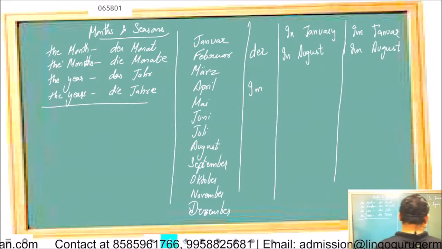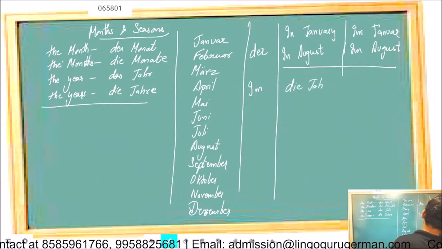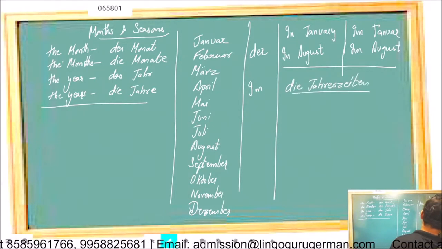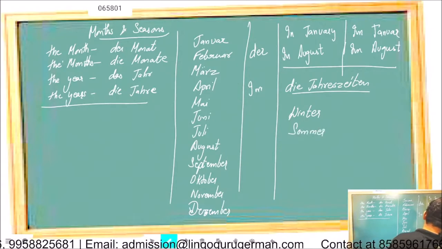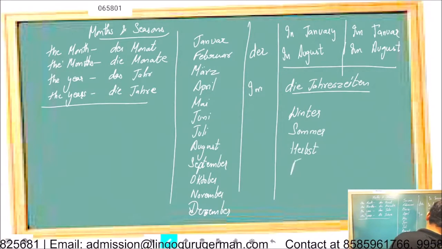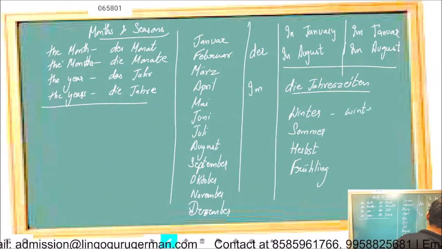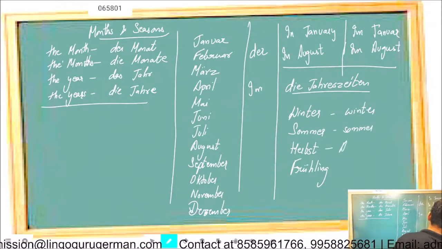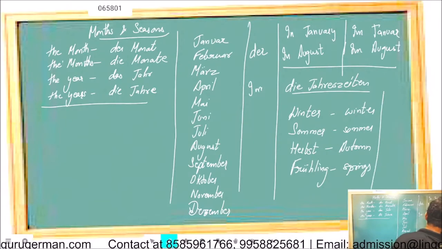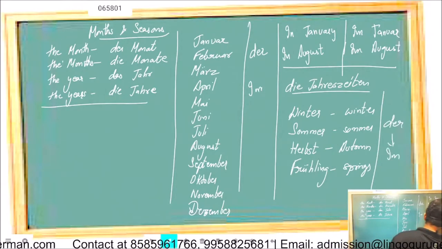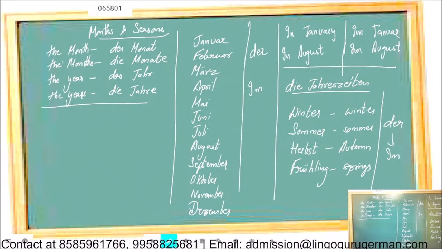The seasons which we have, die Jahreszeiten, we have Winter, Sommer, Herbst, Frühling. So winter is winter, summer, autumn, spring. Article is again der, and the preposition we are going to use is im. In summer, im Sommer. In winter, im Winter. In autumn, im Herbst.